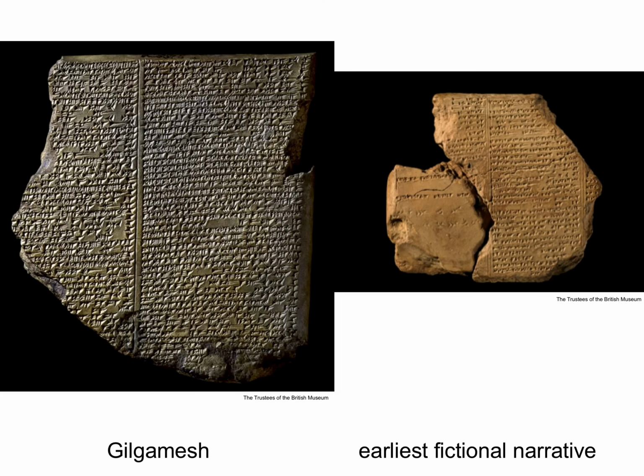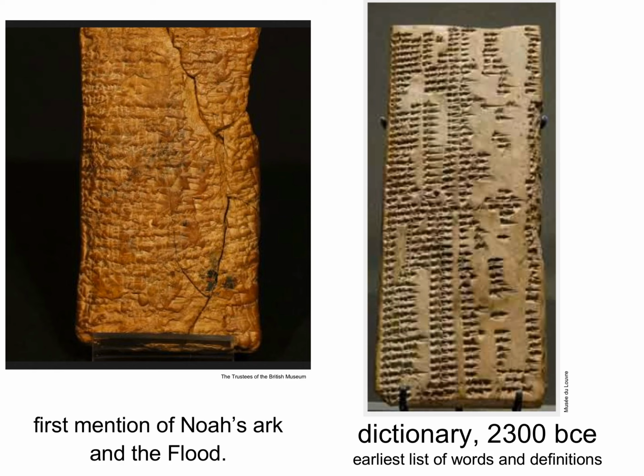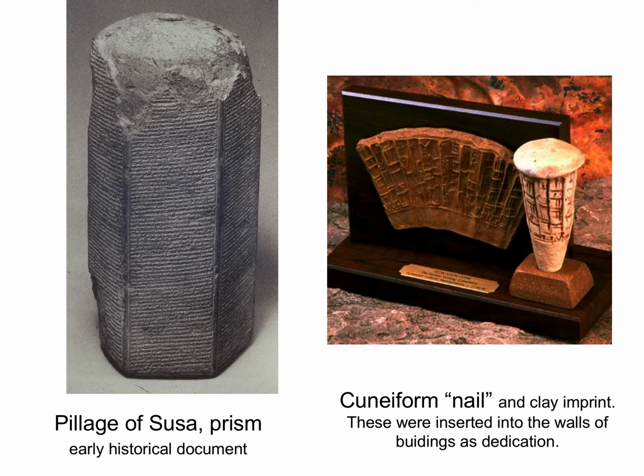One of the first books we have, one of the first narratives, is the story of Gilgamesh, and we have those preserved in a variety of tablets from Mesopotamian time as well. The first mentions of Noah's Ark and the flood, later found in the Bible, is also found on one of those cuneiform tablets. The first dictionary from 2300 BC, so more than 4,000 years old, with a list of words and their definition, is also found in such material.